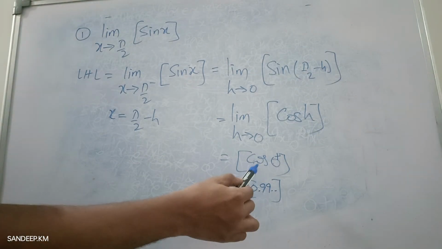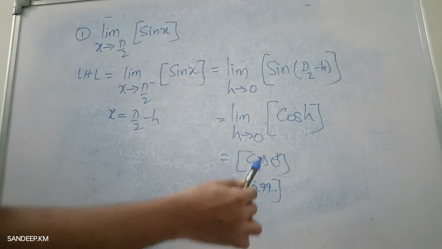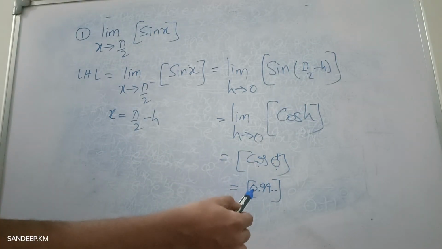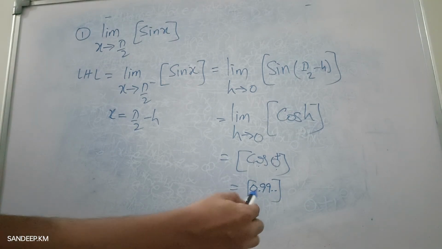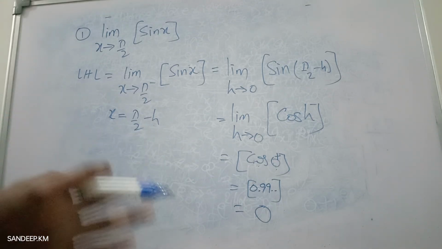Dear students, cos of 0 plus, it is not exactly 0. 0 plus means what? Cos of 0 point something, which is 0.999 and so on. And step of 0.99 something is 0. The left hand limit is 0.